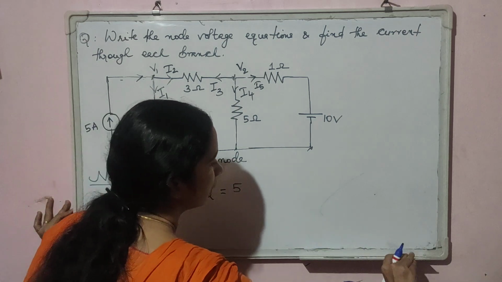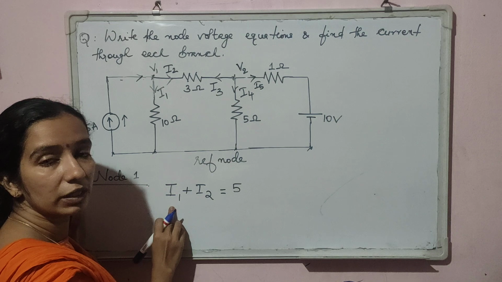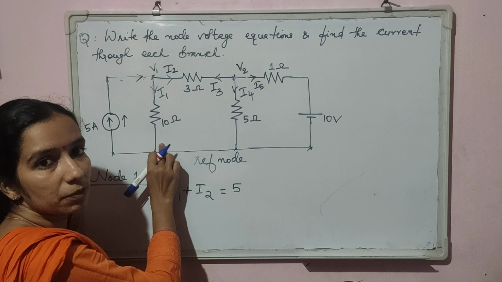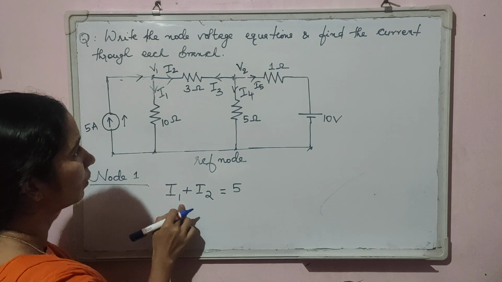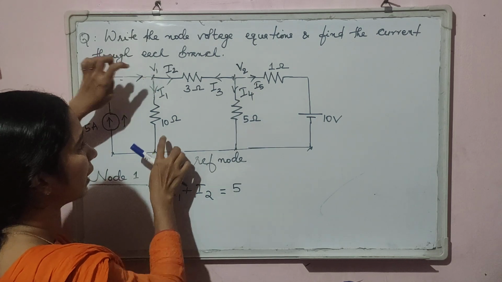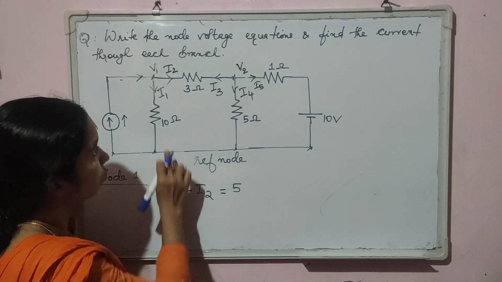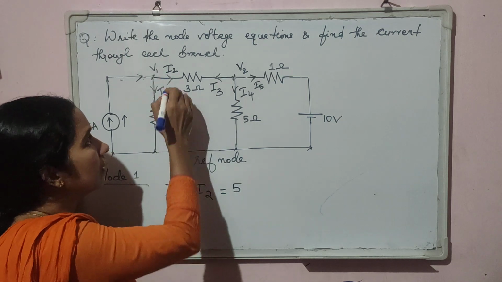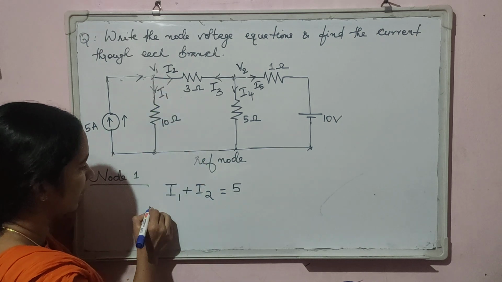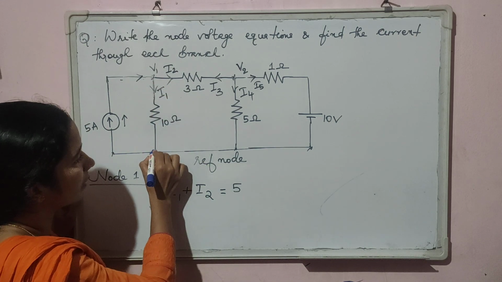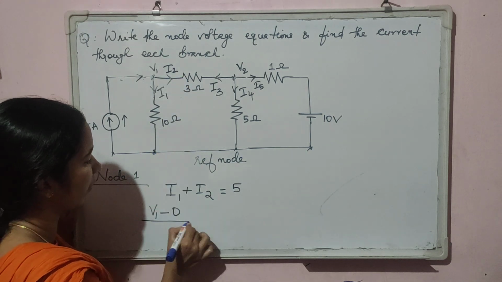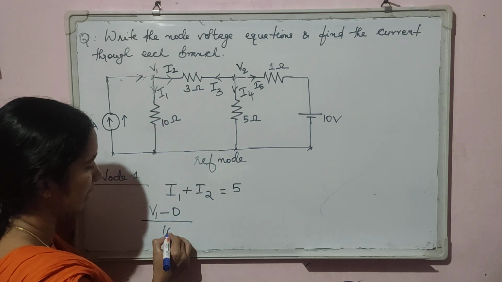Now let us write expressions for the branch currents I1 and I2. I1 is the current flowing through this branch. So current I1 will be equal to V by R, that is, the voltage across this branch divided by the resistance of the branch. The voltage across this branch means the potential of this point minus the potential of this point, that is V1 minus 0, since this is the reference node and its potential is 0. So V1 minus 0 divided by the resistance of the branch, which is 10 ohm.